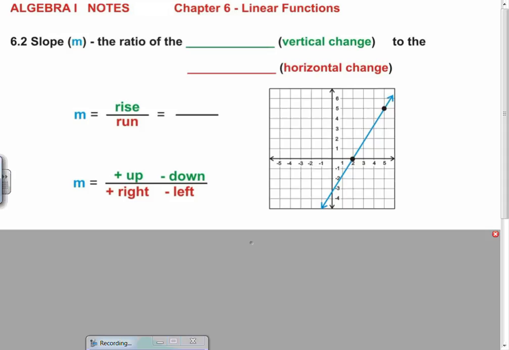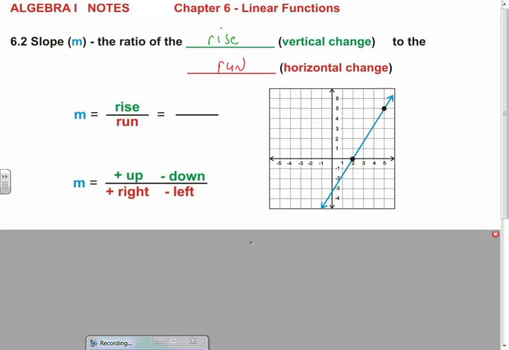All right, we've kind of introduced slope a little bit already. And again, what is it? It's the vertical change, which is the rise. So the ratio, meaning it's a fraction with the vertical change on the top and the horizontal change, the run, on the bottom. Rise over run.